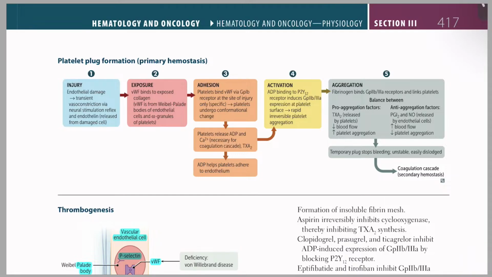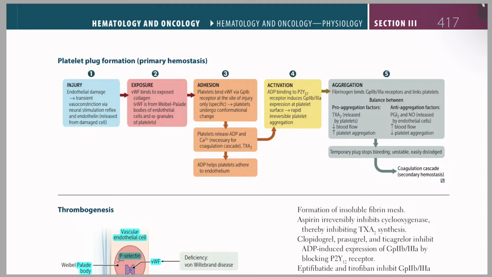First, injury: endothelial damage, transient vasoconstriction via neural stimulation reflex, and endothelin released from damaged cells. Second, exposure: von Willebrand factor binds to exposed collagen. Von Willebrand factor is from Weibel-Palade bodies of endothelial cells and alpha granules of platelets.